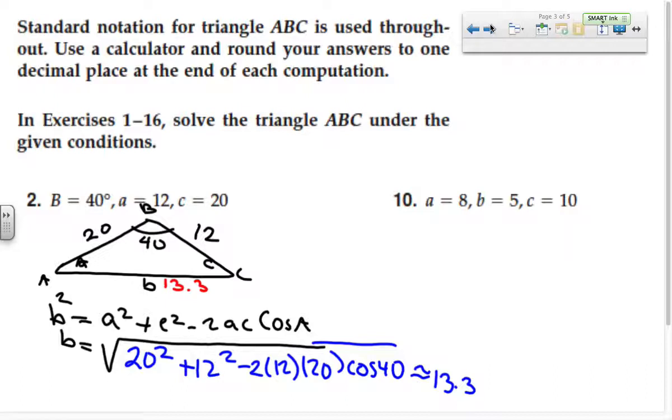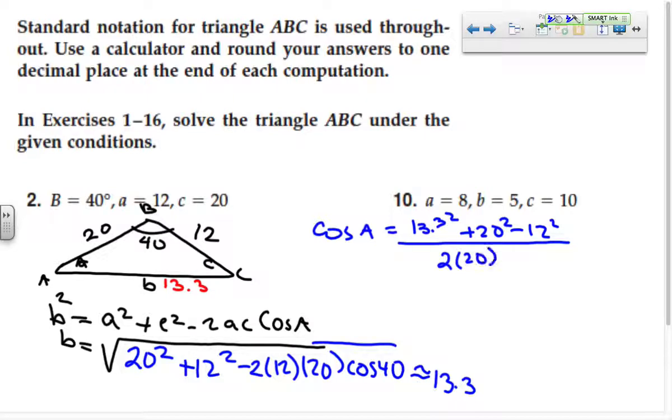So cosine A is 13.3 squared, because that's B, plus 20 squared, that's C, minus 12 squared, that's A, over 2 times 20 times 13.3. The one that's minus is the same one that's the angle. Everything else is the other 2. Again, calculator work. I'll end up with an answer. So I'm going to take the inverse of 0.814, and that's going to give me approximately 35.5.